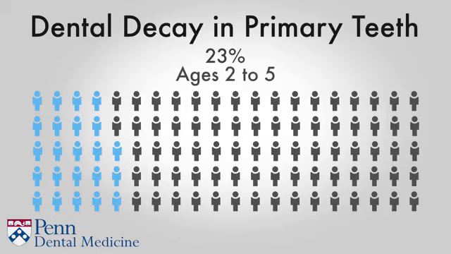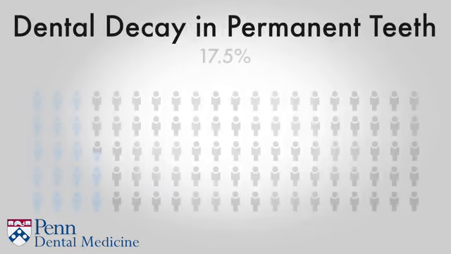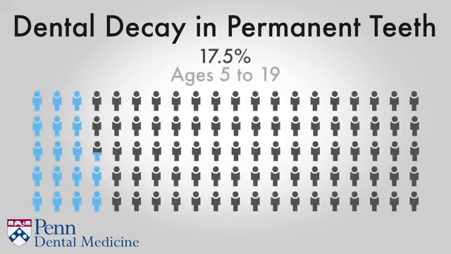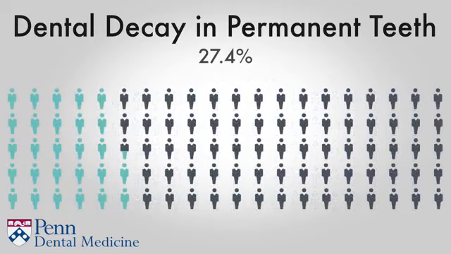Furthermore, untreated tooth decay in primary teeth was twice as high for Hispanic and non-Hispanic Black children compared to non-Hispanic white children. These trends continue for older children in their permanent teeth, with 17.5% of children aged 5 to 19 with untreated dental decay, and 27.4% of adults aged 20 to 44 with untreated dental decay.